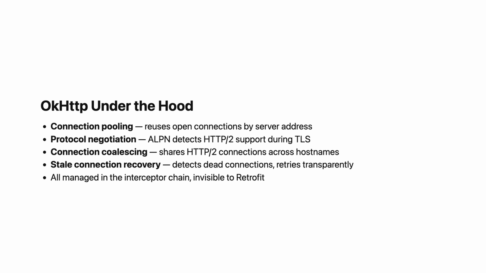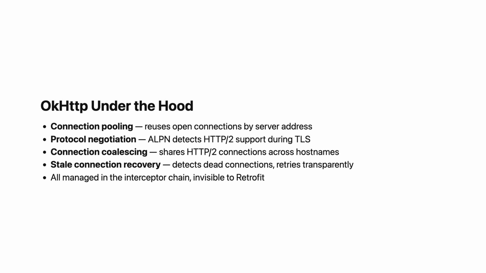Third, connection coalescing. If two different host names resolve to the same IP and share a wildcard TLS certificate, OkHttp can reuse a single HTTP/2 connection for both. Fourth, failed connection recovery. If a pooled connection turns out to be stale, because the server closed it, OkHttp catches the error and retries on a new connection transparently. All of this happens in OkHttp's interceptor chain, completely invisible to your Retrofit code. But knowing it is there helps you understand your app's networking behavior when you look at network traces.